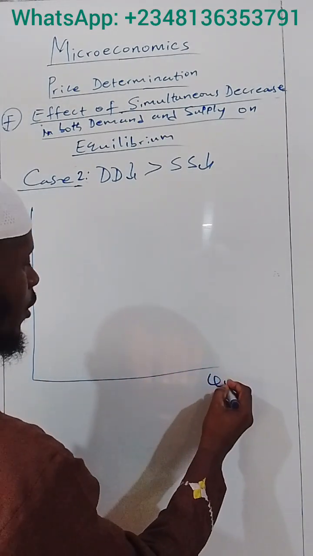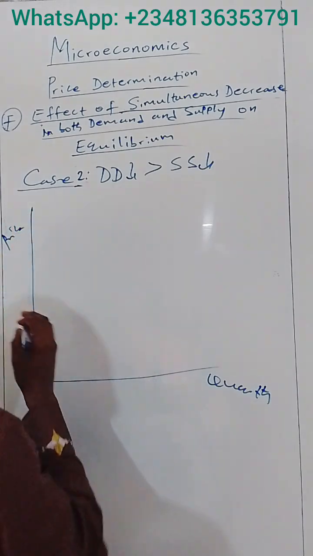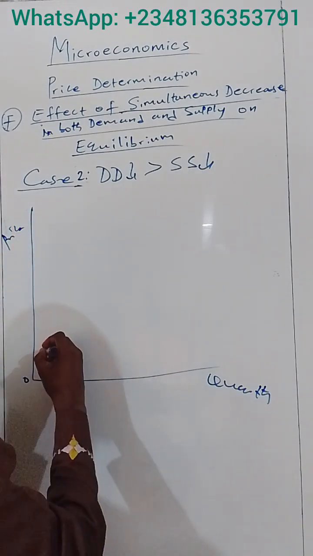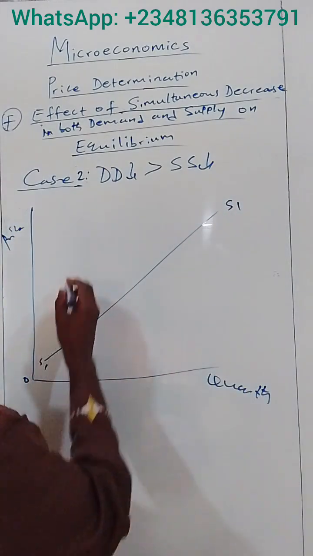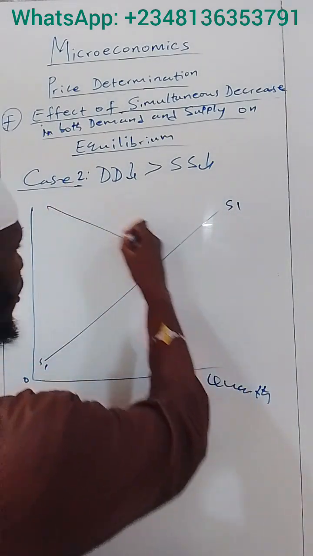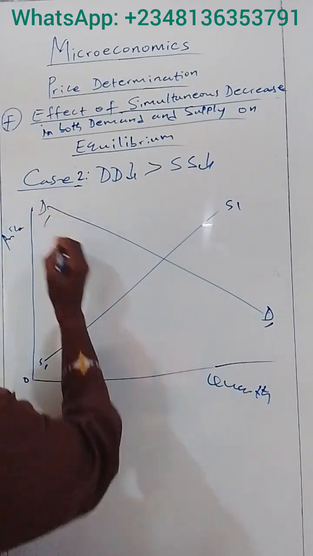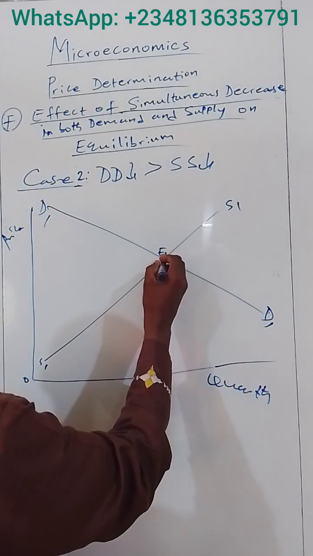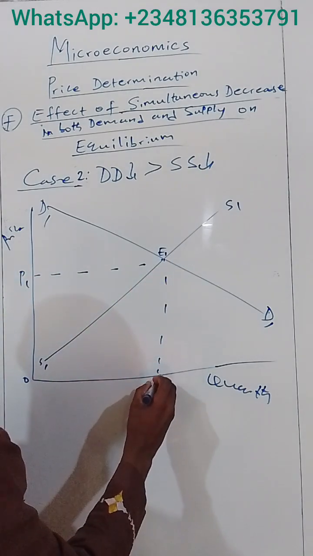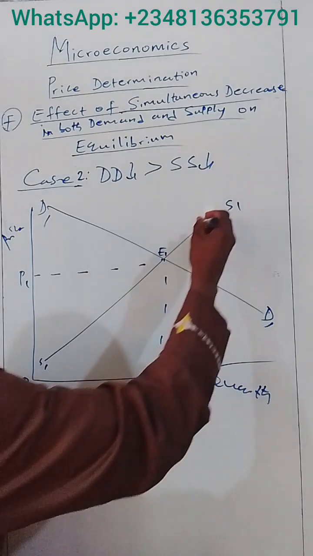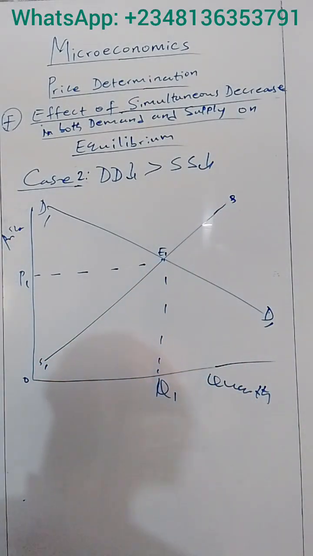So we have quantity, we have price. Okay, so here we have the origin. Let's say we have our supply curve here. Let's name it S1. We have demand curve here. Let's call it D1, and here is the equilibrium. So we call this price P1, and this is Q1.